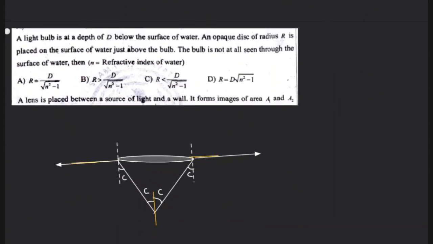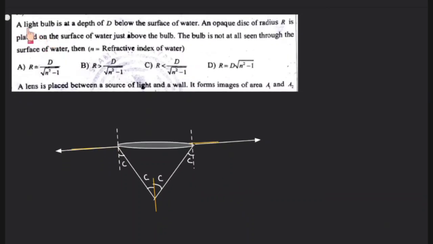So this is the next one, from ray optics. A light bulb is at a depth of D below the surface of the water. An opaque disc of radius R is placed on the surface of the water just above the bulb. The bulb is not at all seen through the surface of the water. Normally, if you keep a bulb here, all the light from this bulb has to come through this circle, right? From which concept is it? Critical angle concept. The light only comes through this circle. This circle radius was already explained in the theory part.